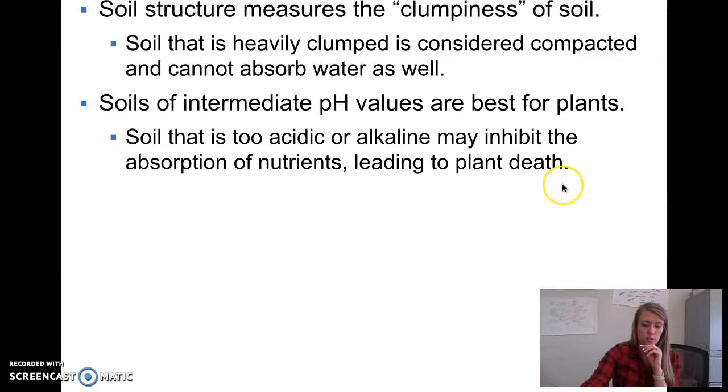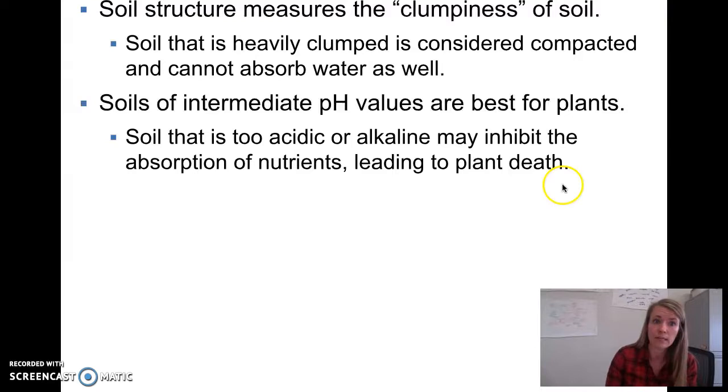A third way to classify soils is by structure, which measures the clumpiness of the soil. So soil that is heavily clumped is considered compacted and cannot absorb water as well. If it's really, really smushed together, it's going to be hard for water to get in there, as you might imagine. So ones with intermediate clumpiness are the best soils for agriculture, because if it's not clumpy enough, then water won't stay, it'll run off.